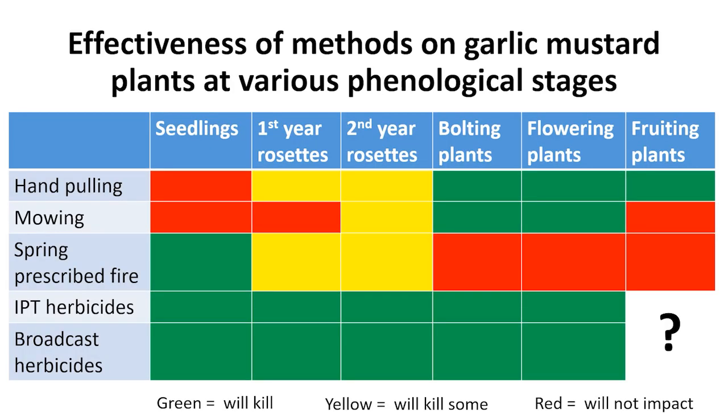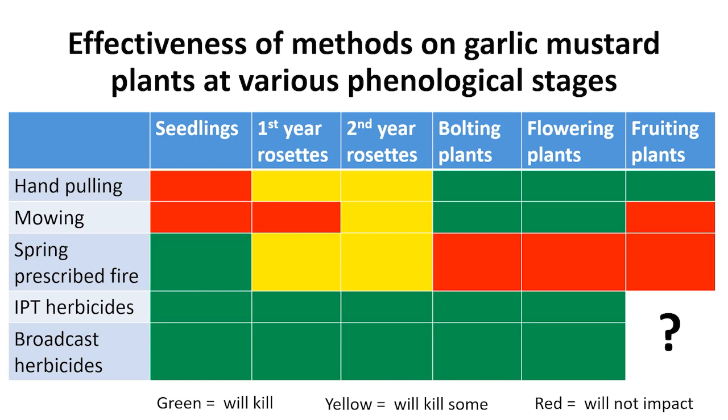Now, jumping into some management, I pulled together this table to highlight the different ranges of techniques that we have. We can utilize hand pulling, mowing, prescribed fire, and I'm really going to focus on spring prescribed fire for these woodlands, but there are other timings that can be successful. And we have a range of herbicides that we can use in herbicide methods. IPT stands for individual plant treatment or spot treatment, or we can broadcast these herbicides.